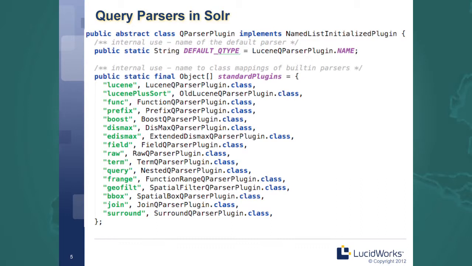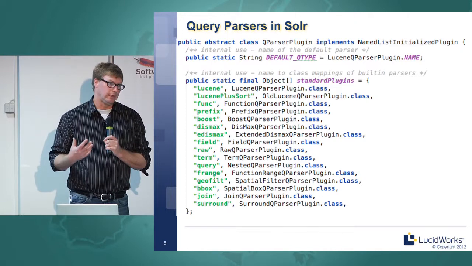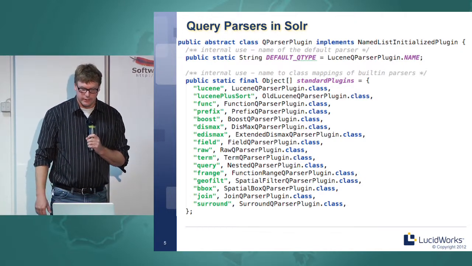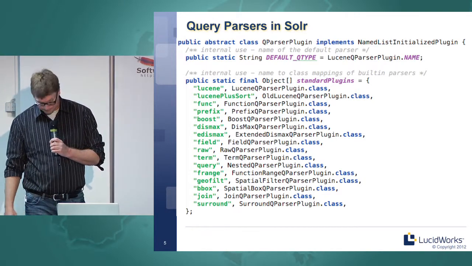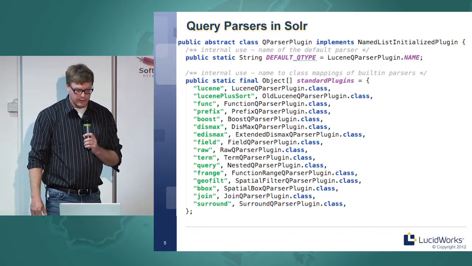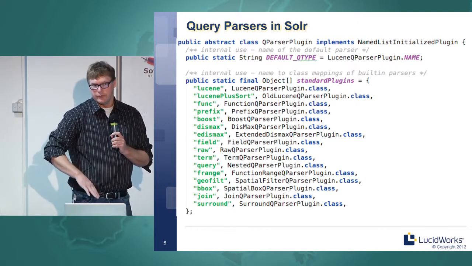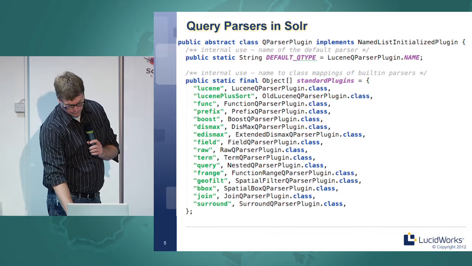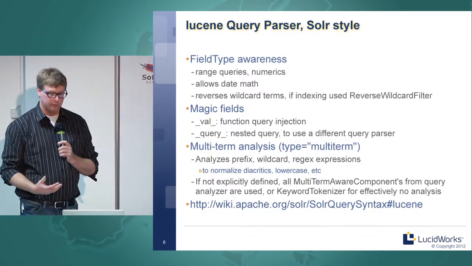The default query parser out of the box with Solr is called the Lucene query parser. It's called the Lucene query parser because it uses the Lucene syntax, but it actually extends, and we'll see the details of how it extends the Lucene query parser itself. And as you can see, there's a number of other query parsers there. Again, it's very pluggable, so you can add your own query parser implementations when you need to get to that point. So let's first talk about the default query parser, the Lucene query parser.